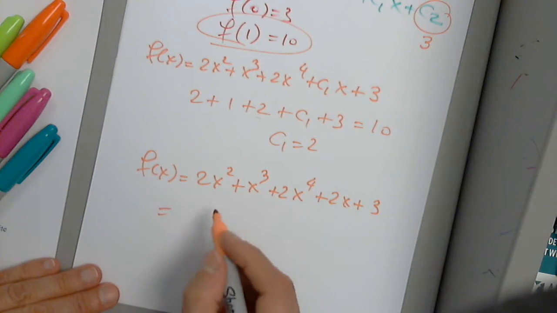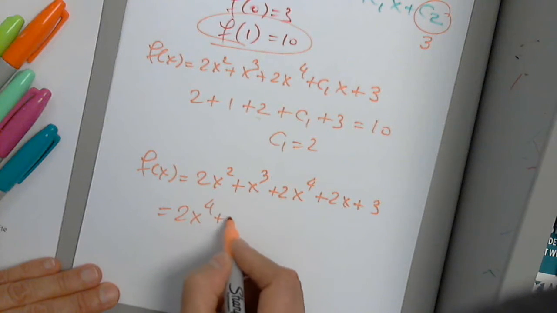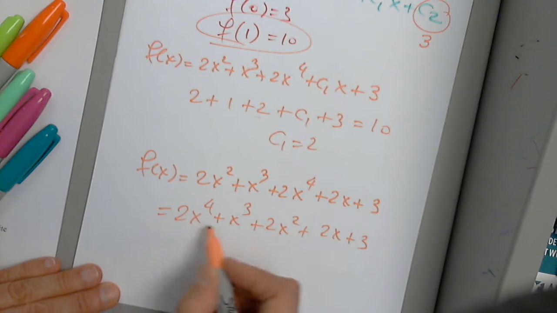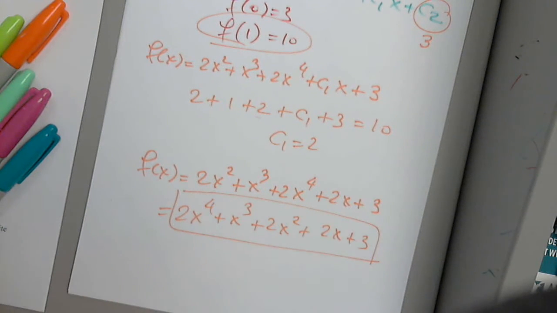It should be written now in descending order: 2x to the fourth plus x cubed plus 2x squared plus 2x plus 3. And this is the function.